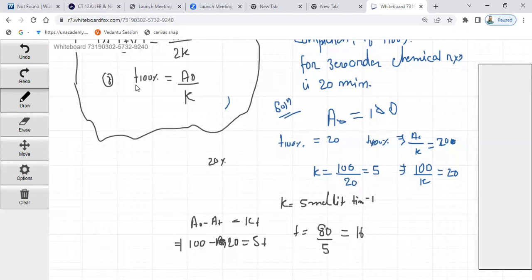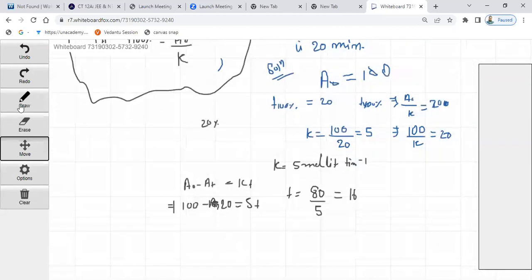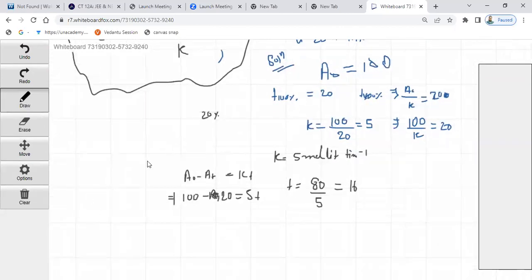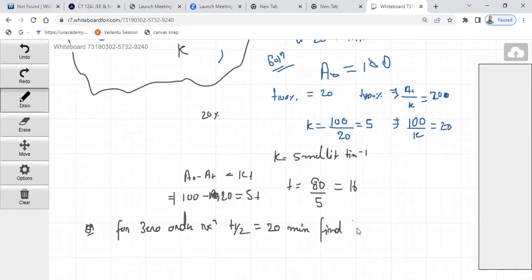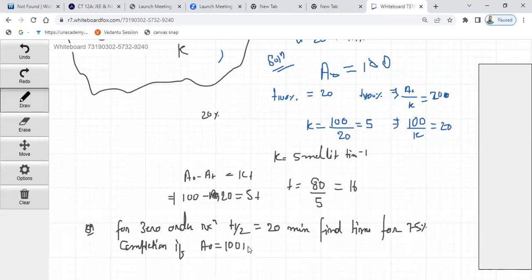Please write down another question. For a zero order chemical reaction, t half value will be equal to 20 minutes. Find the time for 75% completion if A naught value is equal to 100 M.